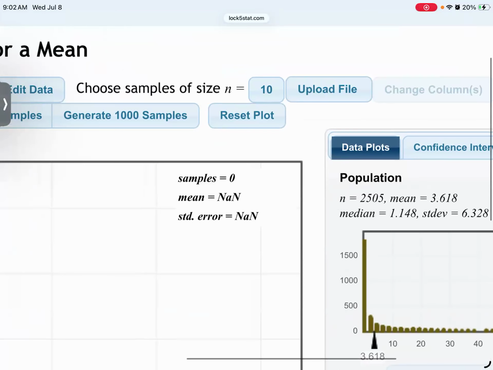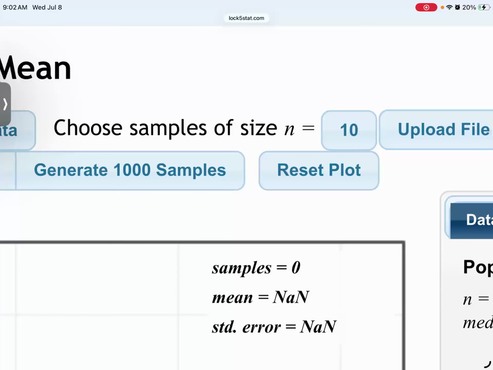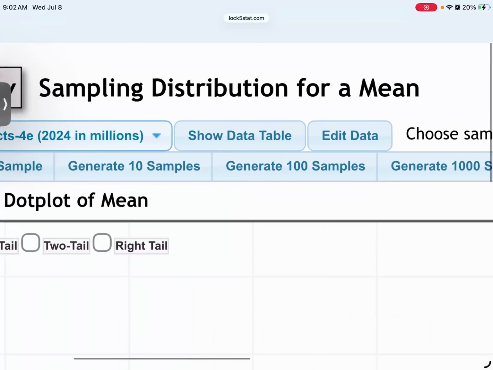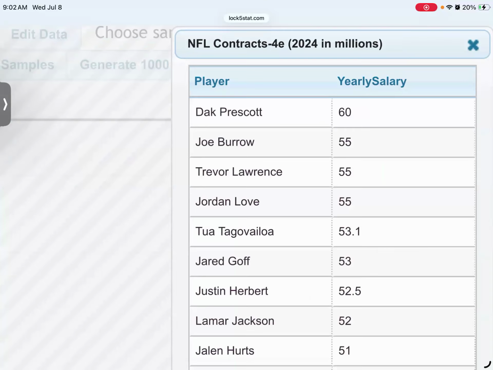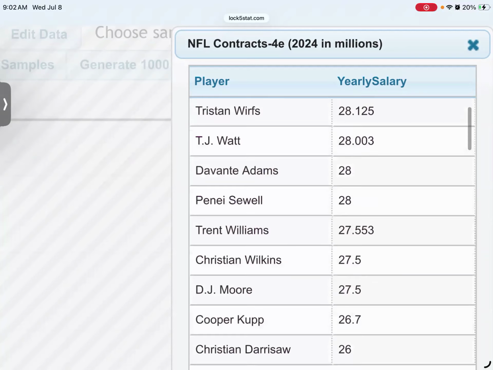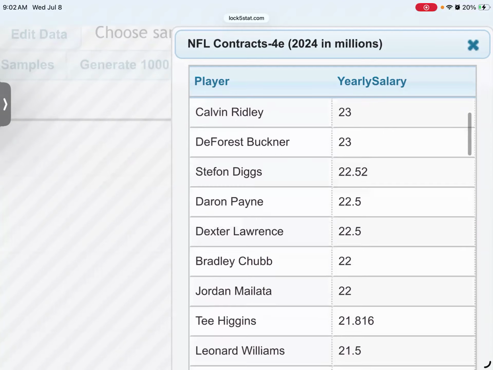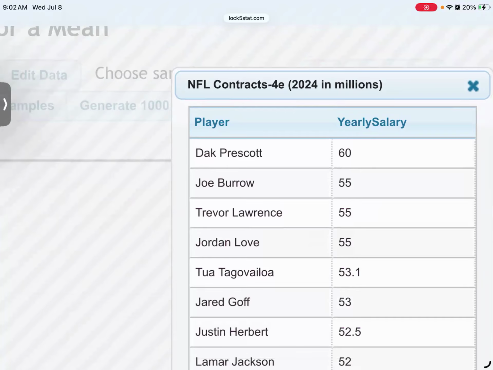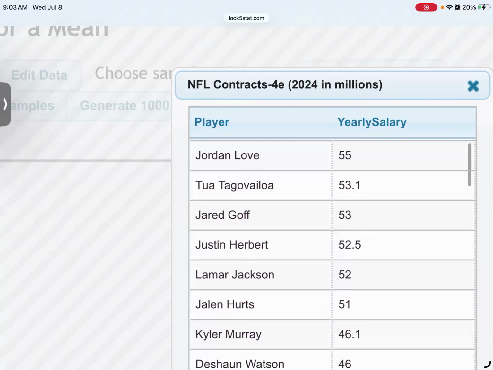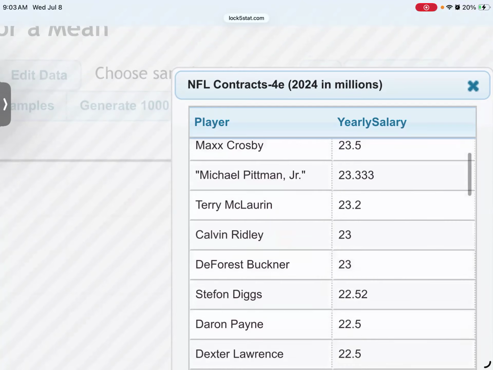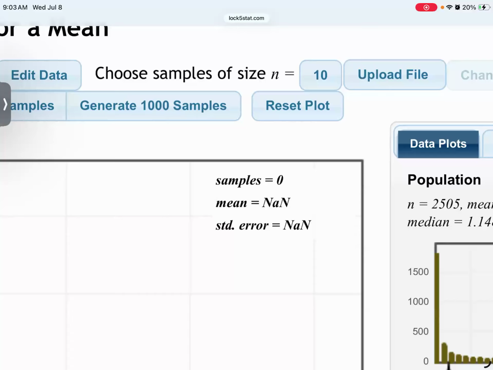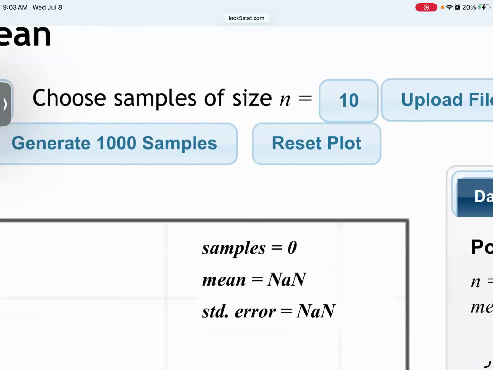Now up here is where you can see that it's already set to do samples of size 10. So what you're going to do is have Stacky and watch. Look right here. It says show data table. It's got all the players, everybody, and it actually has them from highest to lowest. Hey, Dak Prescott. If you're a Dallas Cowboys fan, you know who Dak Prescott is. But anyhow, you've got all these players and their salaries, and it's going to randomly pick 10 for you, because right here we're saying randomly pick 10.